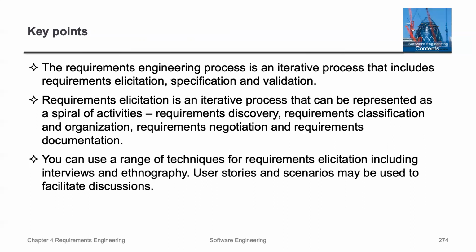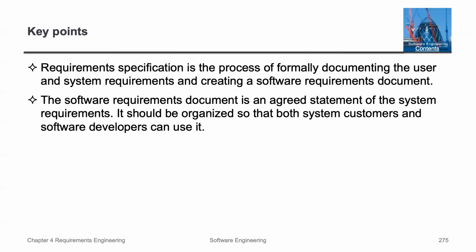The requirements engineering process is an iterative process that includes requirements elicitation, specification, and validation. Requirements elicitation is an iterative process that can be represented as a spiral of activities: requirements discovery, requirements classification and organization, requirements negotiation, and requirements documentation. You can use a range of techniques for requirements elicitation, including interviews and ethnography. User stories and scenarios may be used to facilitate discussions.